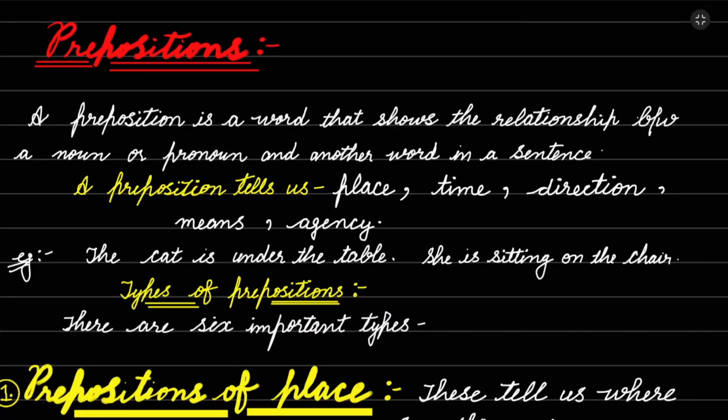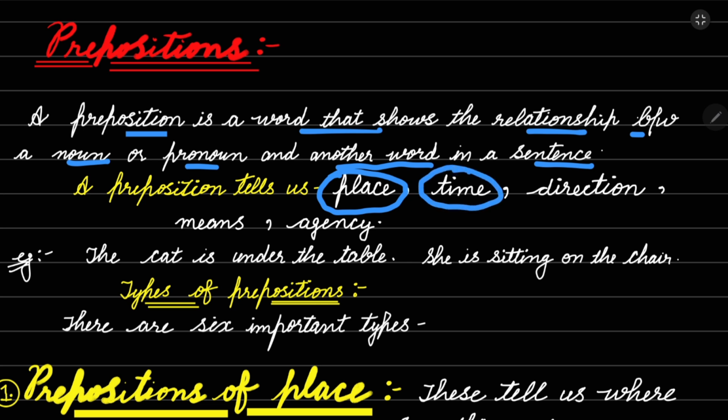Today we are going to learn about prepositions. So, a preposition is a word that shows the relationship between a noun or pronoun and another word in a sentence. A preposition tells us where something is, means it tells us about place. When something happens, means it tells us about time. Where something is going, means direction. How something is done, means it tells us about means. Who performs action, means it tells us about agency.